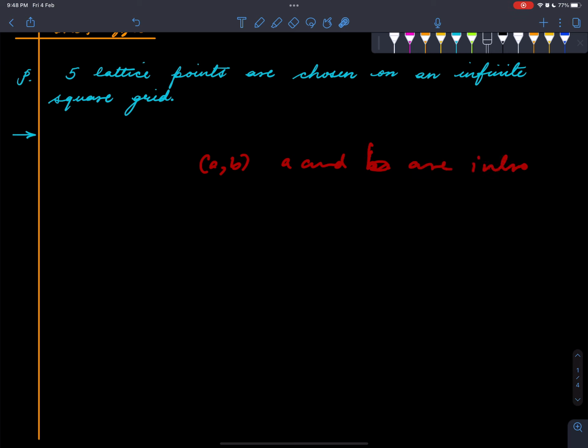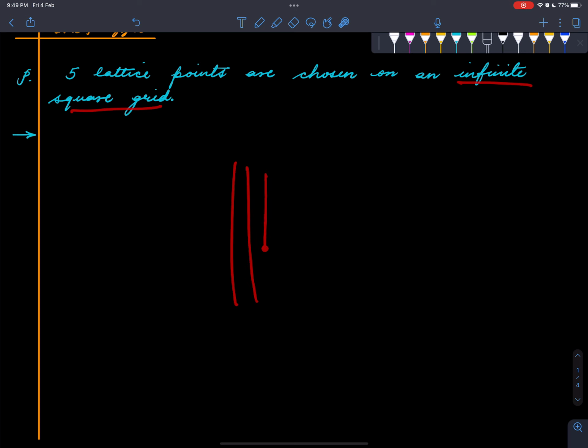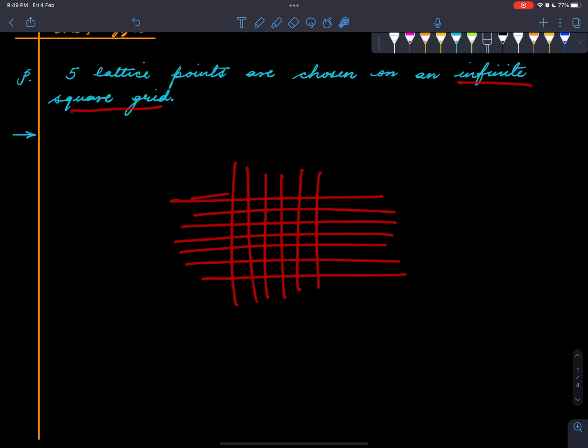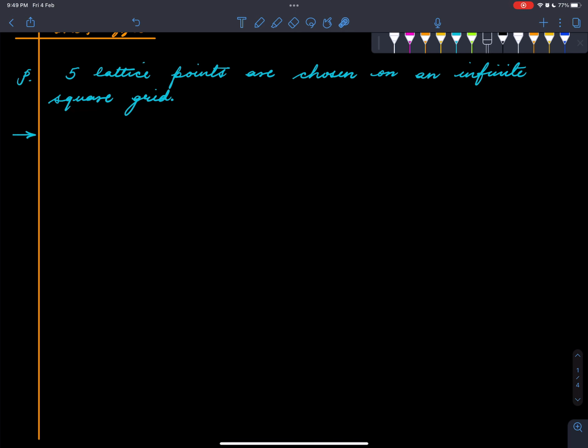So if you consider just those ordered pairs, that is what we are calling the infinite square grid. It looks like this. You have these vertical lines and these horizontal lines. Somewhere you could say this is the origin, then this is 1 comma 1, this is 1 comma 0, and so on. So just collect only those ordered pairs where each entry is an integer, that is the infinite square grid, and 5 points are chosen on that infinite square grid. Every point of the infinite square grid is called a lattice point. So we have just chosen 5 points in that infinite square grid.